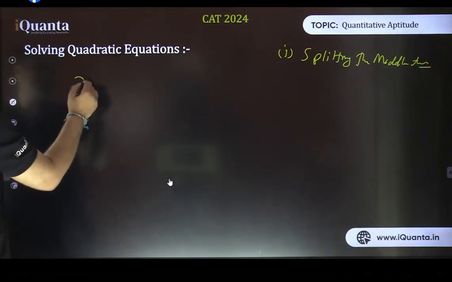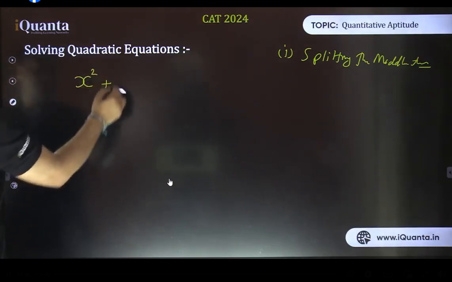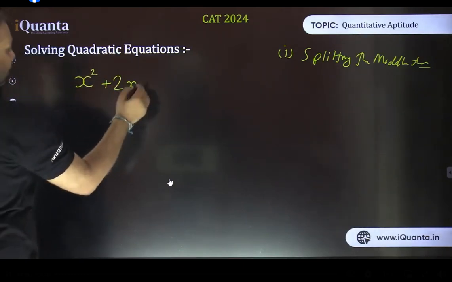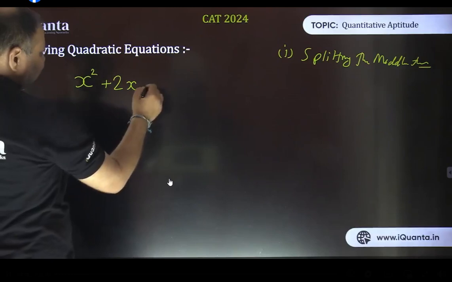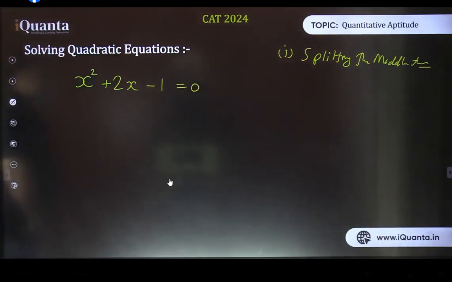If the equation is x square plus 2x minus 1 equals 0. X square plus 2x minus 1 equals to 0. Now how to solve this?